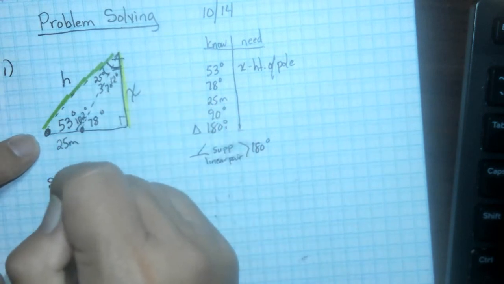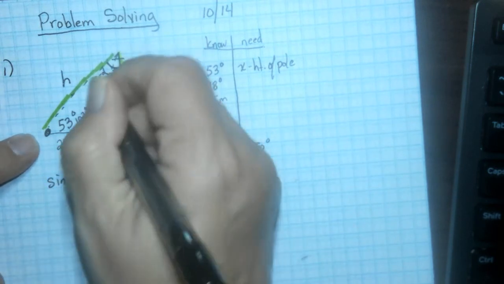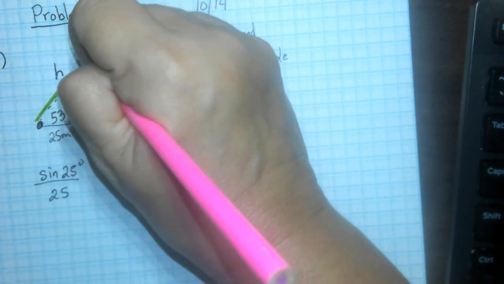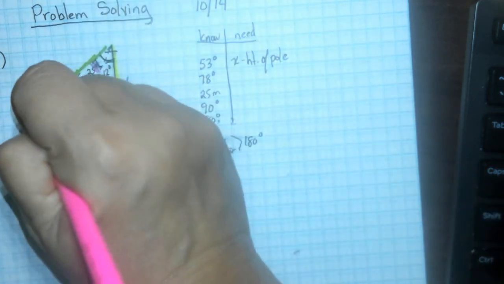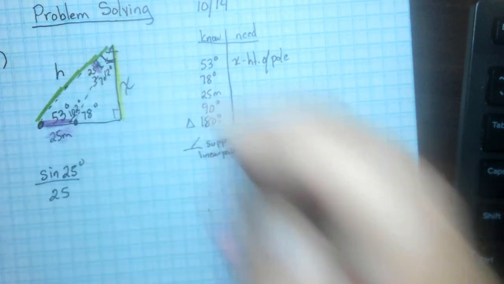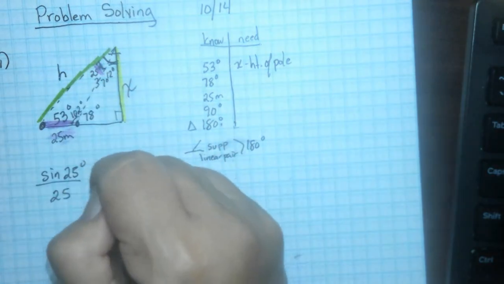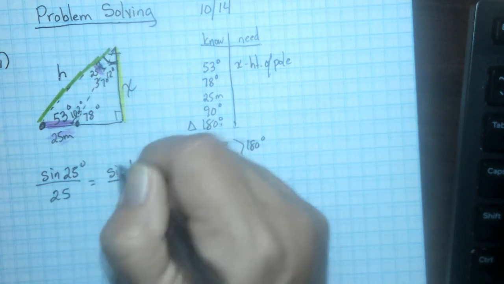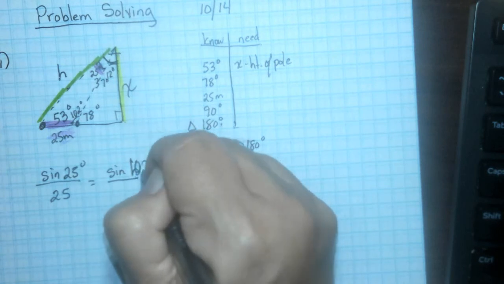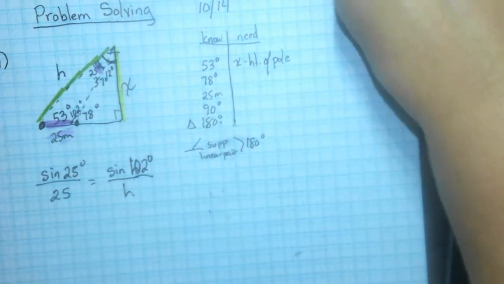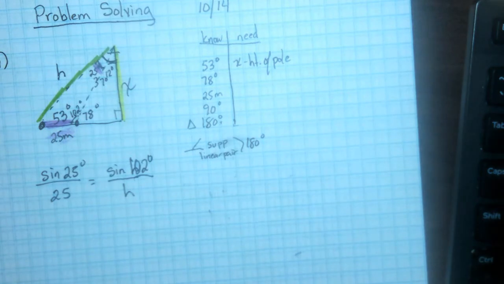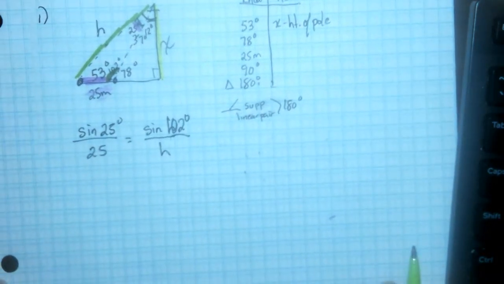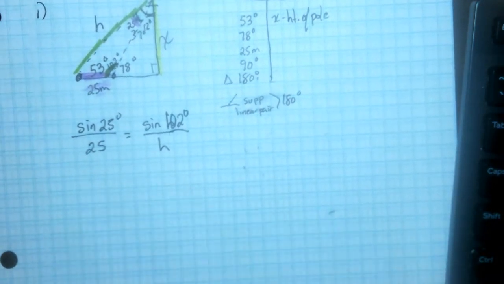All right, we know that the sine of 25 degrees is here over 25, right? So here's my 25 degree angle, and across from it is my 25 meters. And then that would be equal to the sine of 102 degrees over H, because this is my 102 degrees and H is across from there. All right? So now go ahead and solve for H.